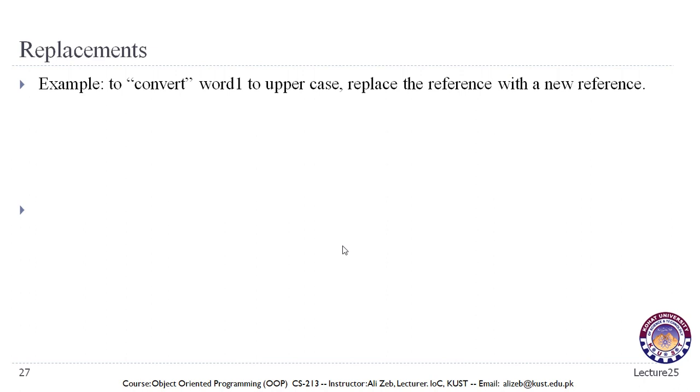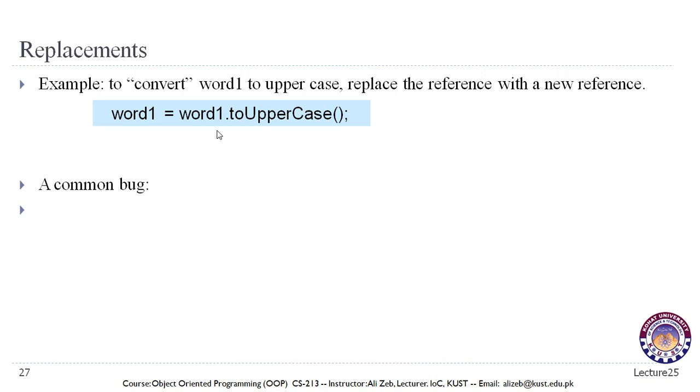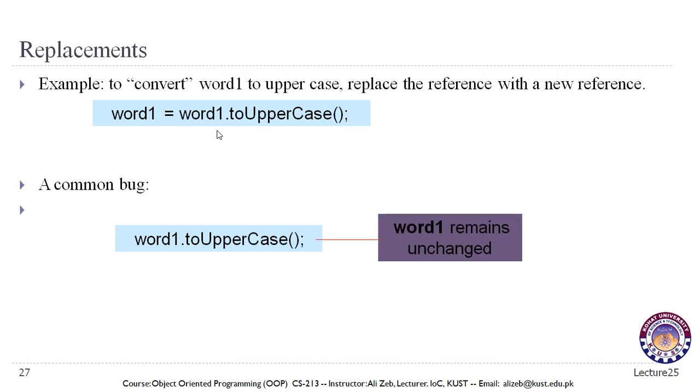Example: to convert word1 to uppercase, replace the reference with a new reference, and this is something that we will need to do. For example, if you want to change the word1 string, then you will need to reassign it to word1 again, otherwise it will not change. Maybe you can call it a common bug. word1.toUpperCase alone will not change word1, since we understand that strings are immutable. So if you want to change word1, you would reassign word1 with the new state, or any object again.